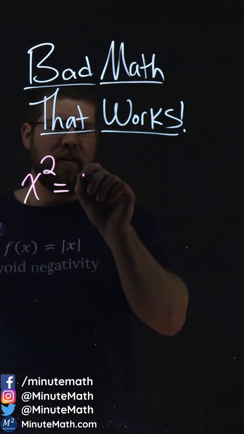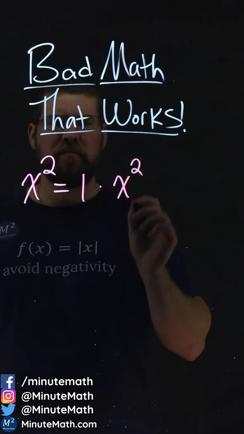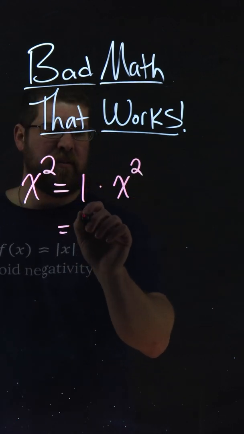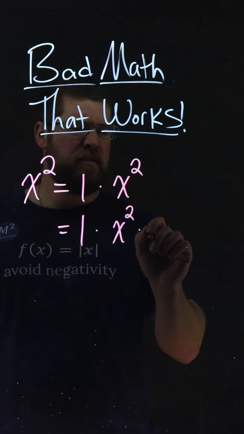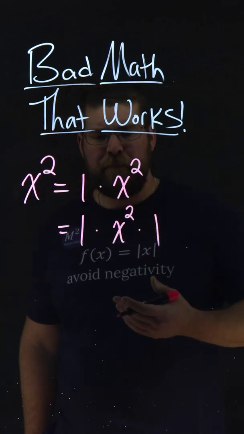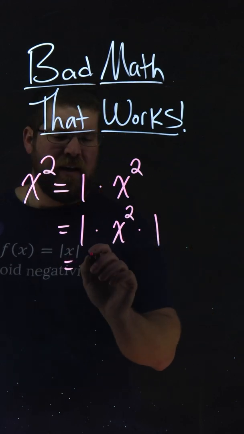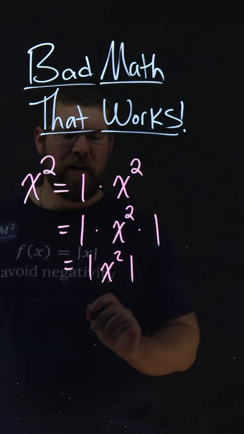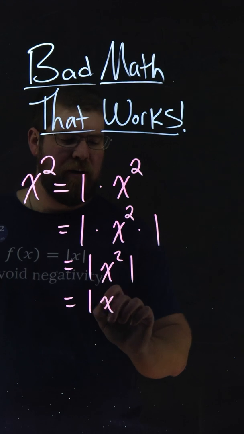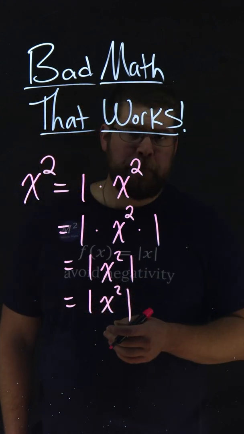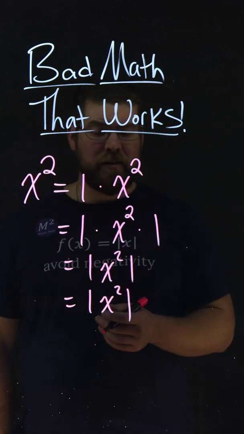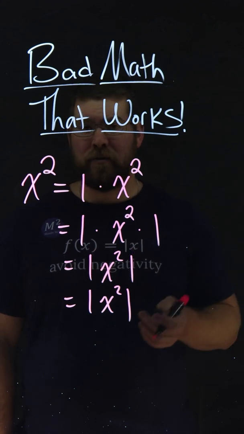We got x squared. Well, x squared is the same thing as 1 times x squared. And then from there, we know we can write 1 times x squared times 1. We're allowed to do that. Oh, and we don't really need to write the multiplication symbol when we do that. So we have 1 x squared 1, or the absolute value of x squared, is right there. And there we got it. x squared is equal to the absolute value of x squared.